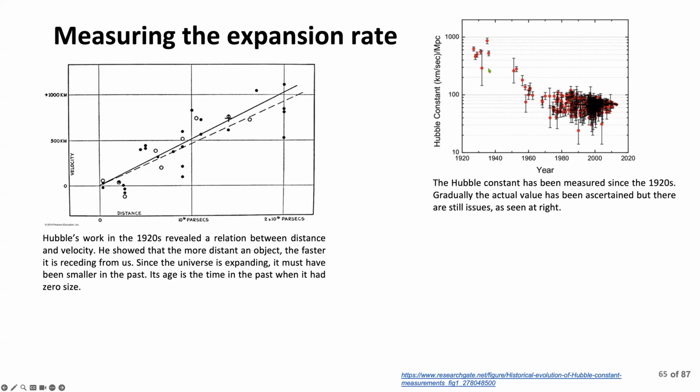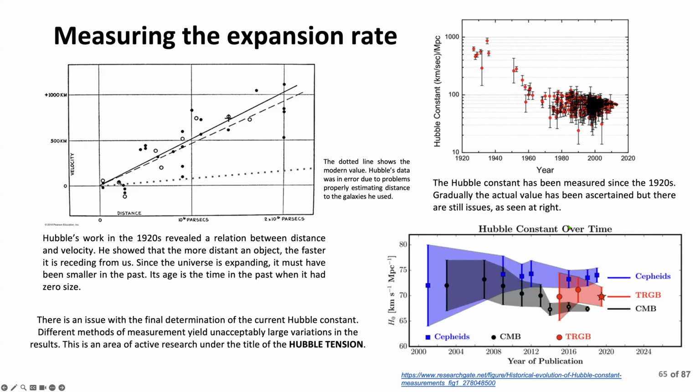And so what's happened over the last 100 years is the value of the expansion rate, which is called the Hubble constant, has drifted down, down, down, and we now have a good but not great estimate of the Hubble constant. In fact, we have a problem because as we use different methods to measure the Hubble expansion rate, we get different values. This was not expected.